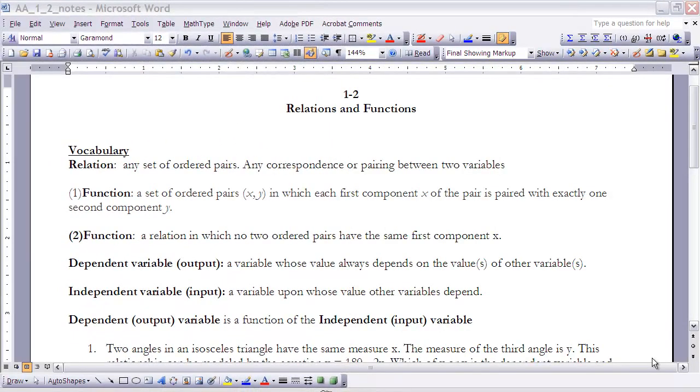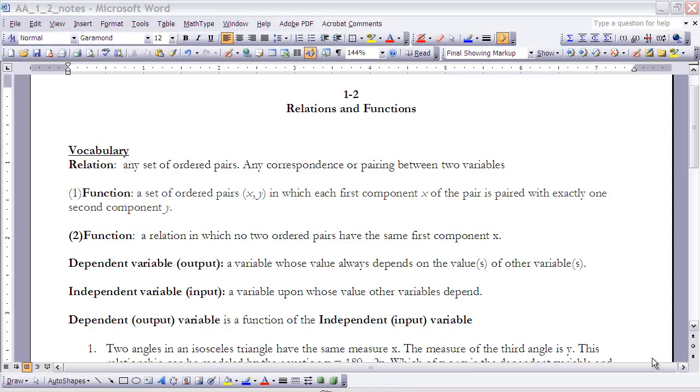Okay, these are the notes for section 1.2. The title of the section is Relations and Functions. At this time, you should have read section 1.2. You'll notice that in section 1.2 there's quite a bit of vocabulary, just like section 1.1. I just want to highlight a few of them and make sure you get this down in your notes as well.